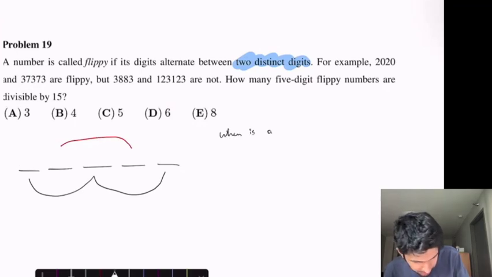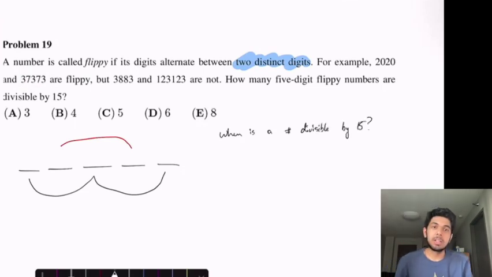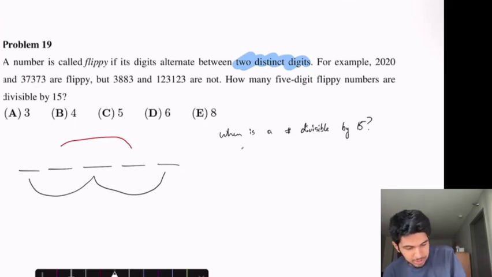When is a number divisible by 15? Note that 15 is equal to 5 times 3. So if a number is divisible by 15, it has to also be divisible by 3 and divisible by 5. So we need the number to be divisible by 3 and divisible by 5.